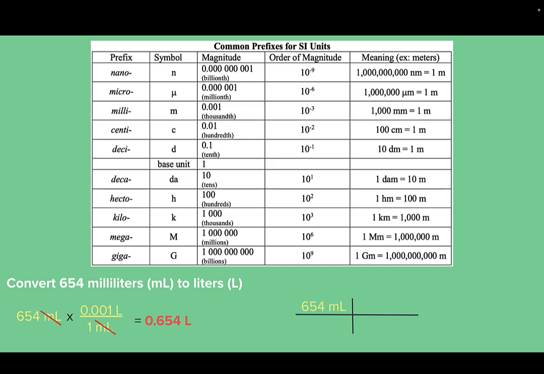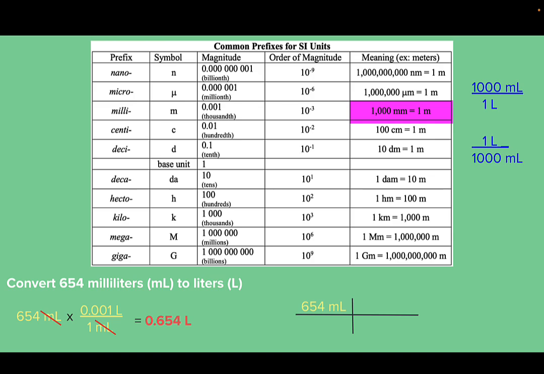654 milliliters goes right here in the upper left portion of the grid. Do not leave out the units. Now from the table, I know that the conversion factor is 1 liter equals 1,000 milliliters. Two other ways I can write this conversion factor are 1,000 milliliters per 1 liter, or 1 liter is 1,000 milliliters. Which way should I write this conversion factor in the grid so that milliliters cancel?